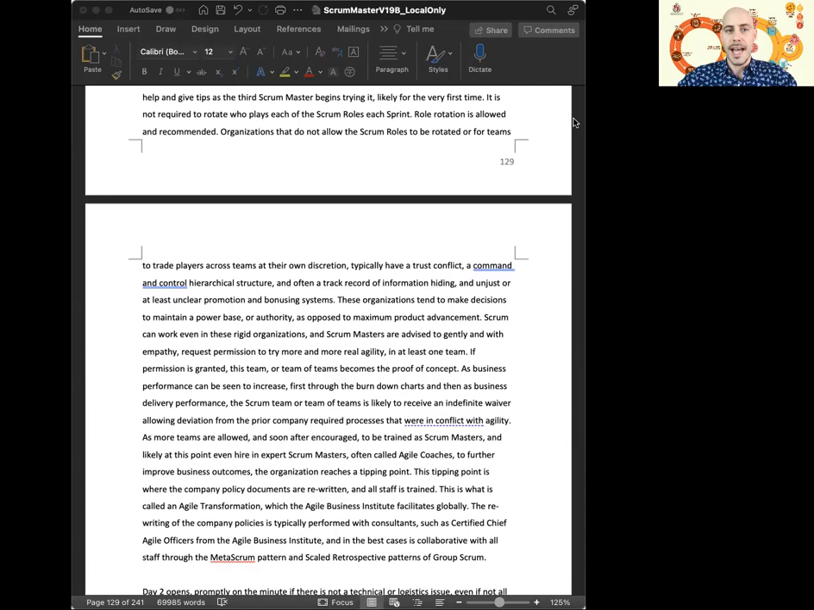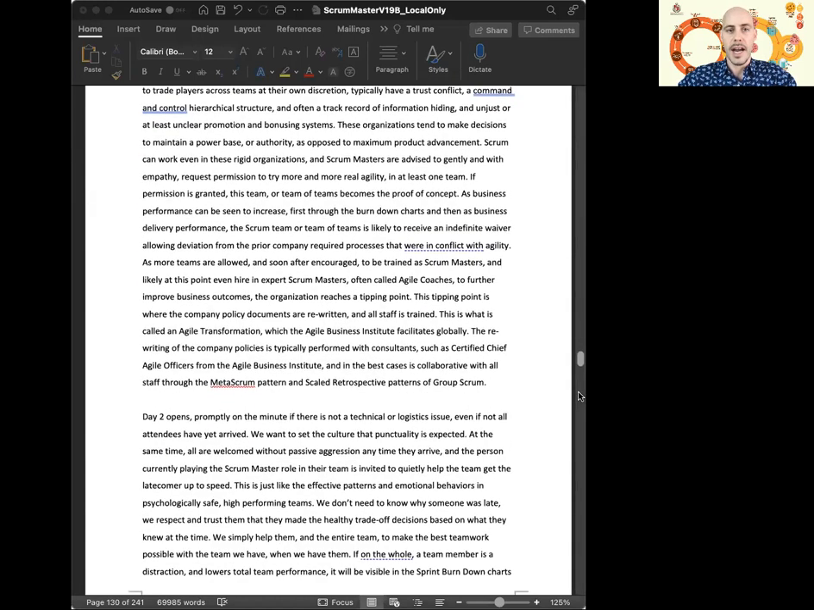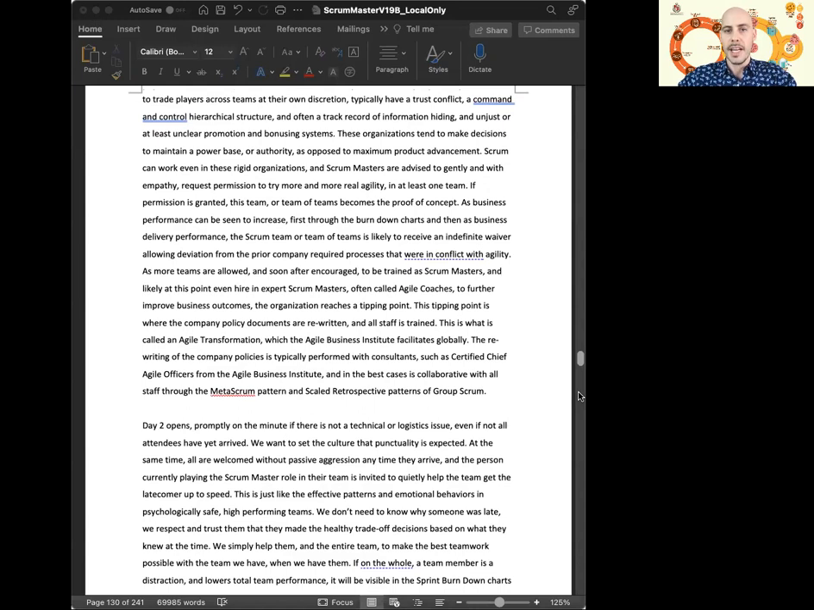Role rotation is allowed and recommended. Organizations that do not allow the Scrum roles to be rotated, or for teams to trade players across teams at their own discretion, typically have a trust conflict, a command and control hierarchical structure, and often a track record of information hiding and unjust or at least unclear promotion and bonusing systems. These organizations tend to make decisions to maintain a power base or authority as opposed to maximum product advancement.